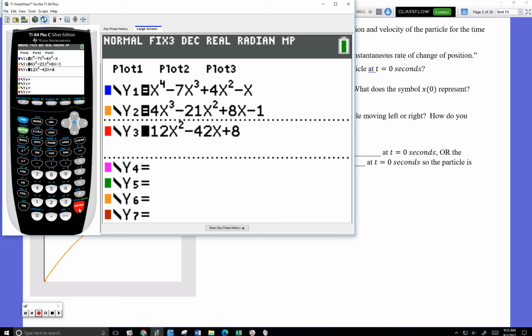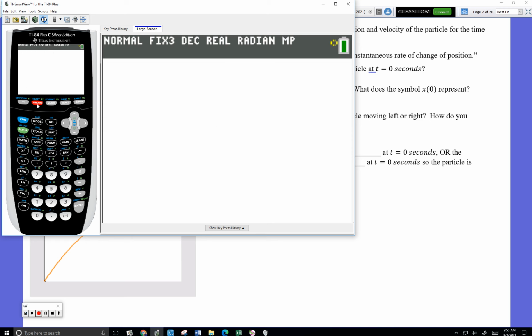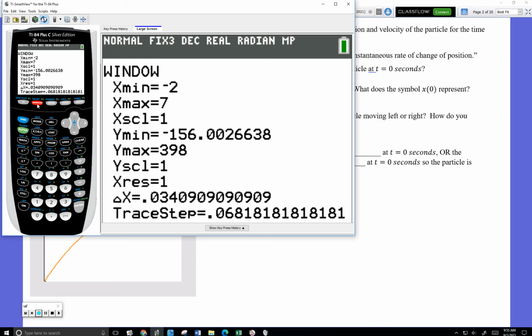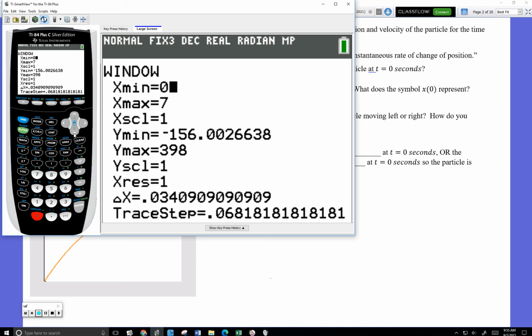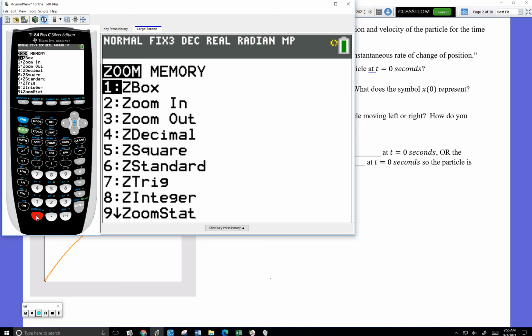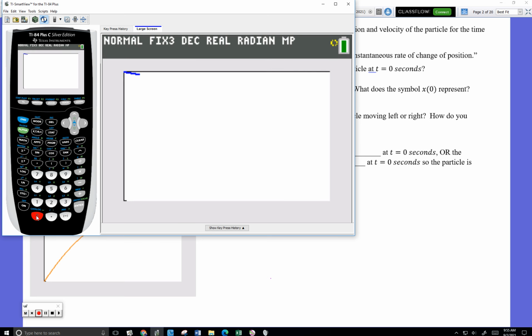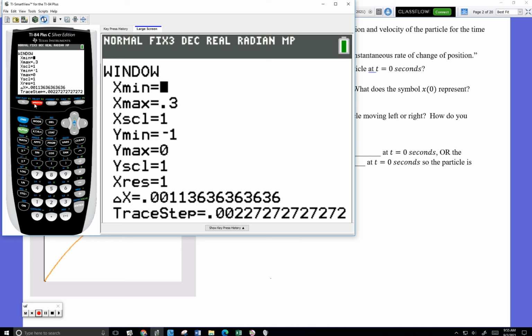Okay. Look, hit window. We're changing the time scale from 0 to, what did it say, 0.3? Yeah, so change the time scale from 0 to 0.3. And then zoom fit again, like so. Question? Oh, Rachel, go ahead. So under window, the thing that you have to remember is the X's are representing time. So we want to change time to start at 0, end at 0.3. Yep. And then zoom fit after that.